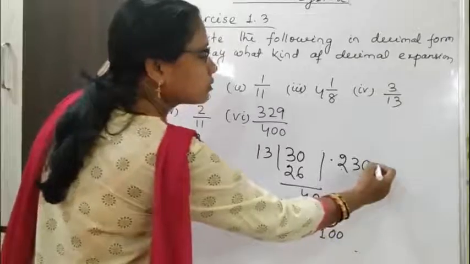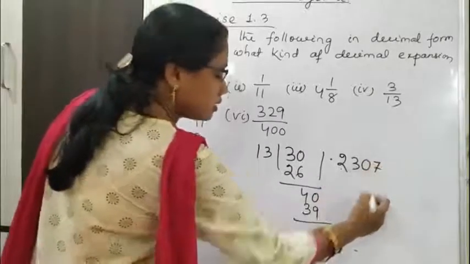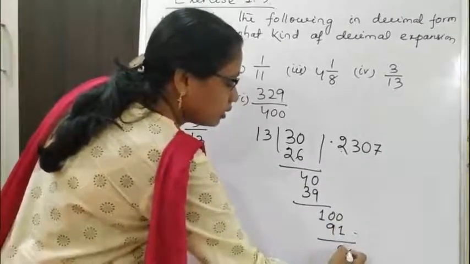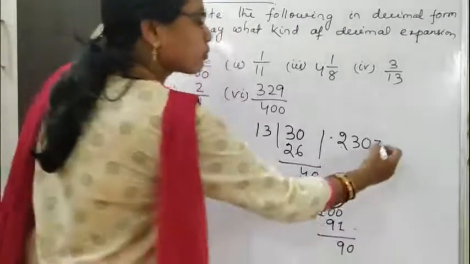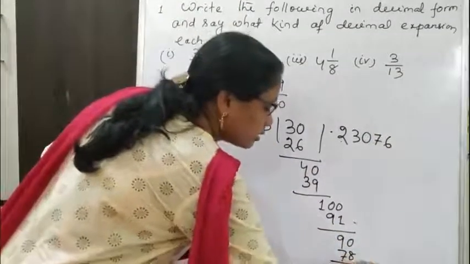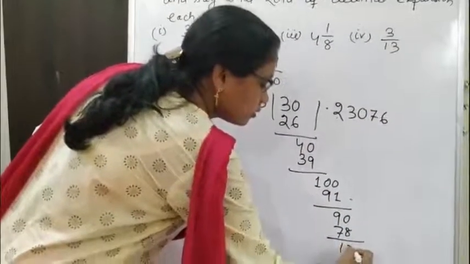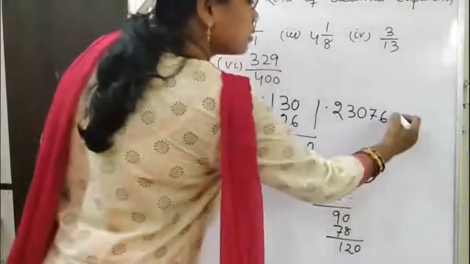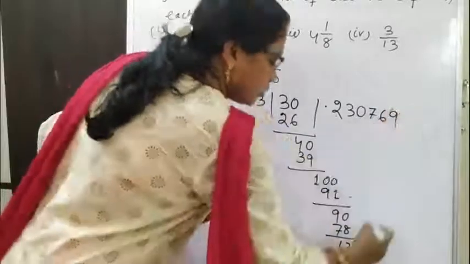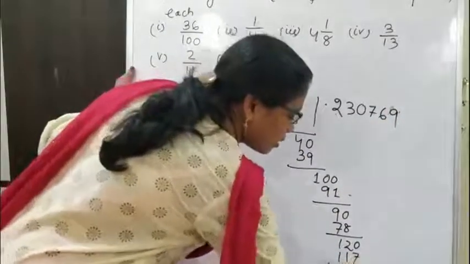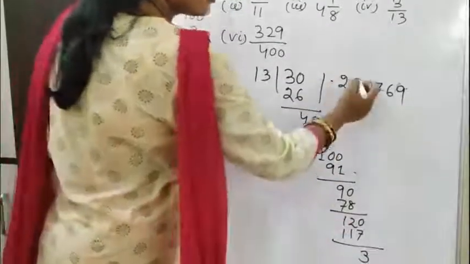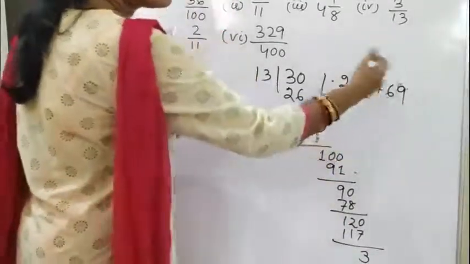So 13 7s are 91. Then again 9, 0. 13 6s are 78. Then 12, 1. 13 9s are 117. So the remainder is 3. So again this is repeating. So this group of numbers will repeat.